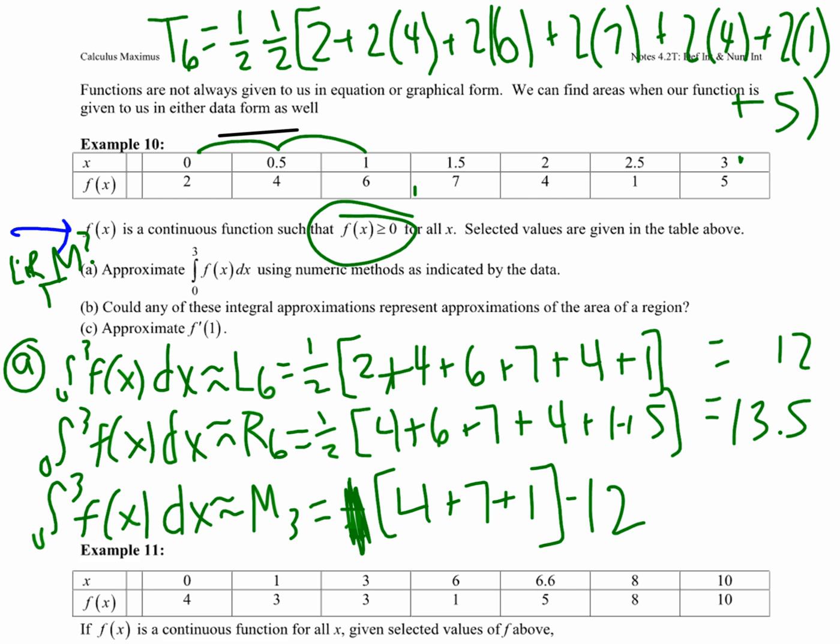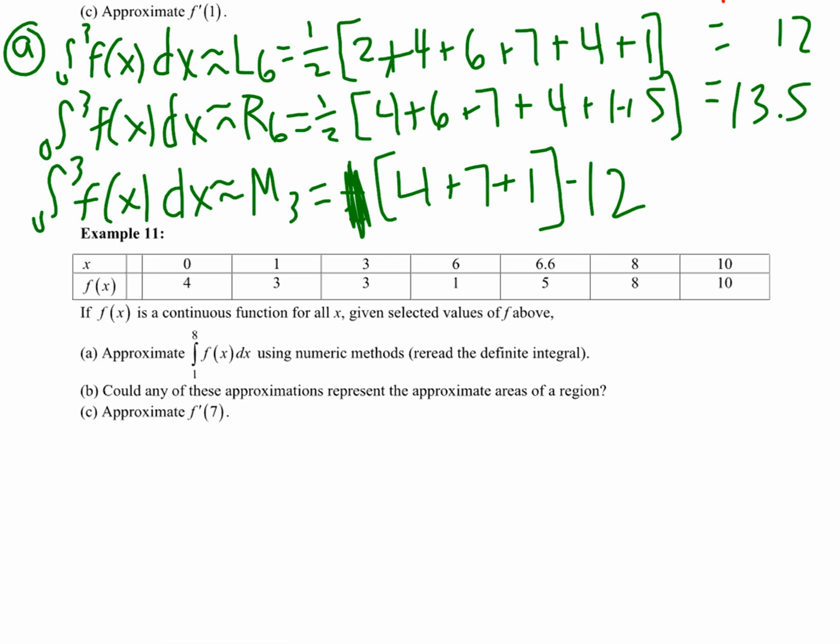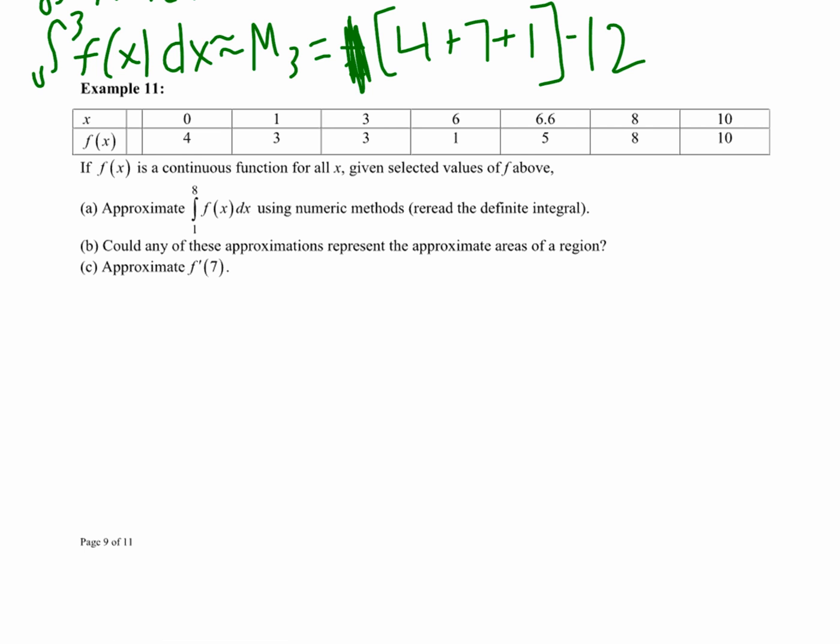And then we have the last part here, approximate f prime of 1. We're going to approximate that. So we could use these two, we could use these two. Really, it doesn't matter because we're approximating. So I'm going to say 7 minus 6 over 1.5 minus 1. Show the difference quotient here, and that would be 2. Okay. This one I think we'll save for the next video.